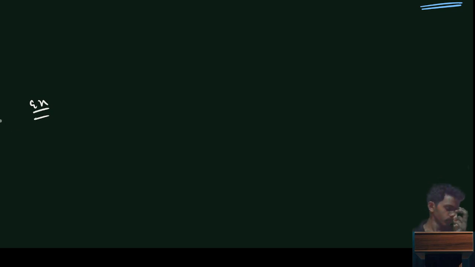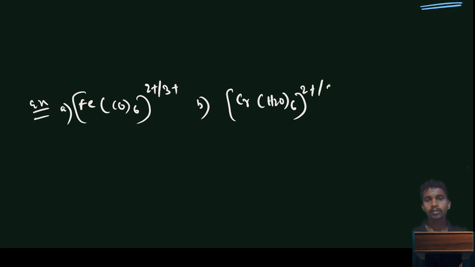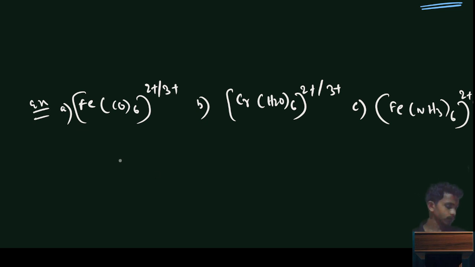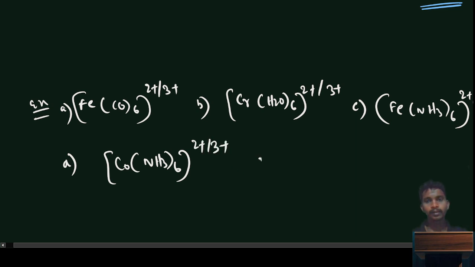Let's have some examples. Let's say we have B, [Ru(NH3)6] with 2+ and 3+. Another, let's say A, [Fe(H2O)6] 2+ and 3+, and then the chromium H2O 6, 2+ and 3+ is there, and let's say Fe NH3 6, 2+ and 3+ is there, and let's say D, we have cobalt NH3 6, 2+ and 3+ is there.